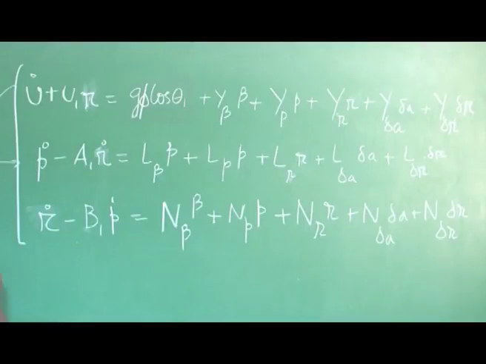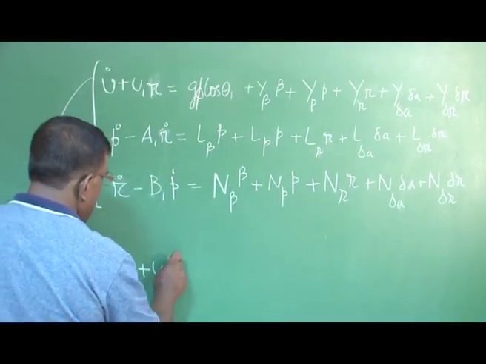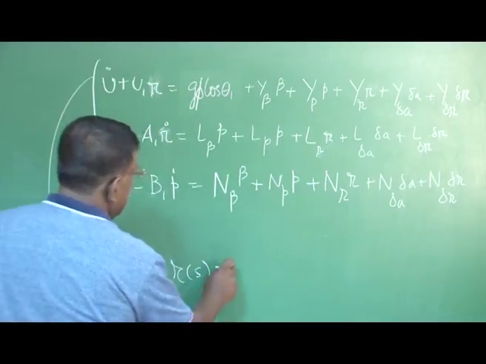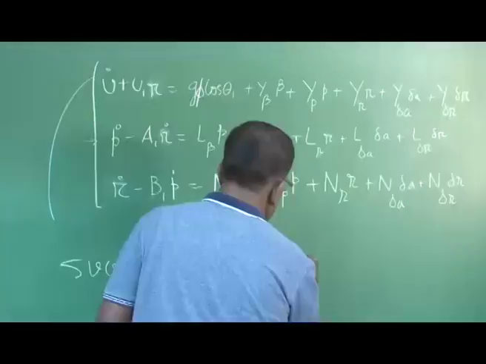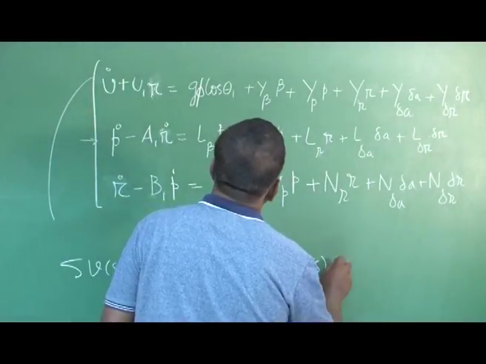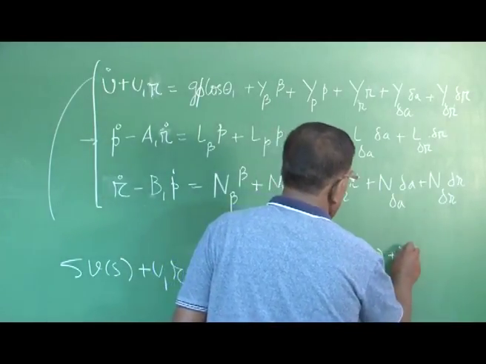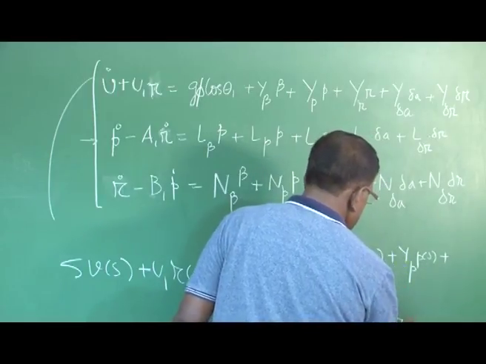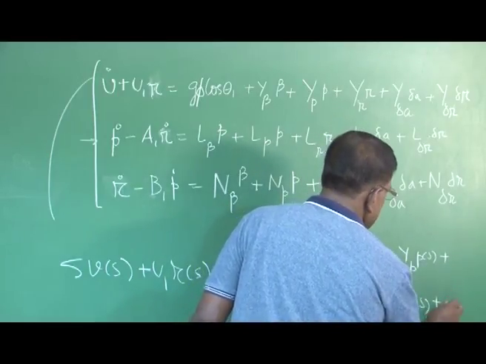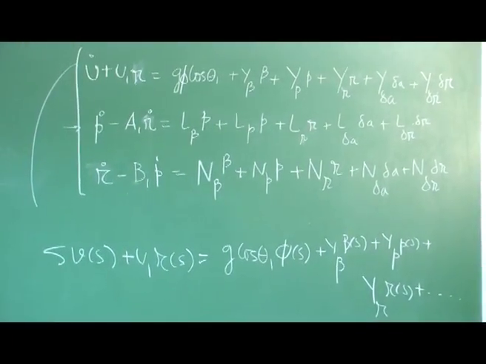I took the Laplace transform on this. So the first equation will become: S V of S plus U1 R of S is equal to G cos theta 1 into phi of S plus Y beta into beta of S, similarly Yp into P of S plus Y R into R of S, and Y delta into delta of S, and Y delta R into delta R of S.